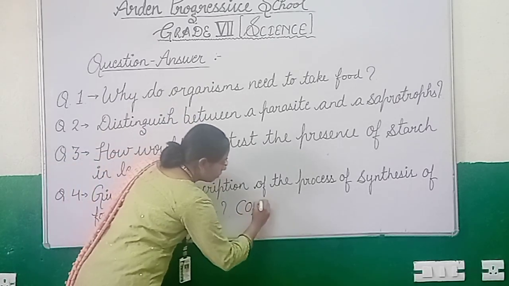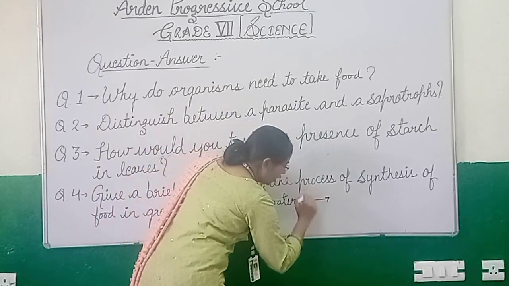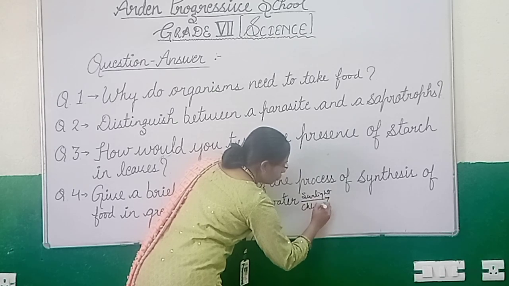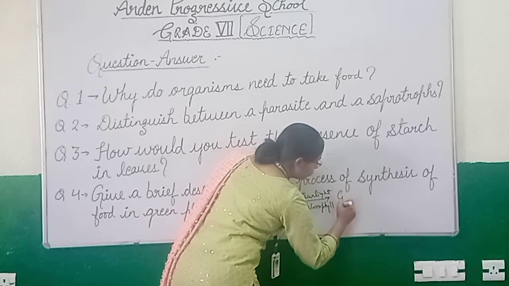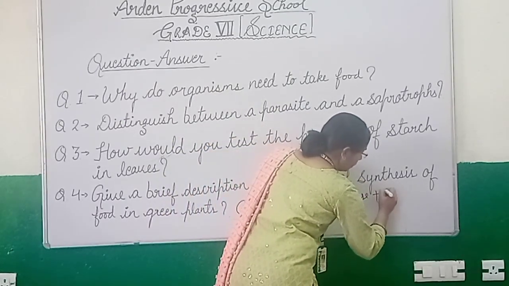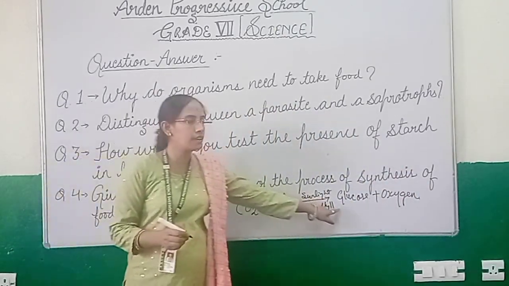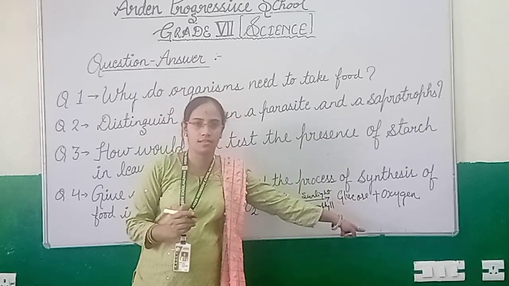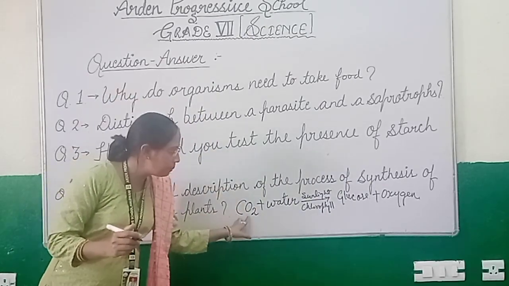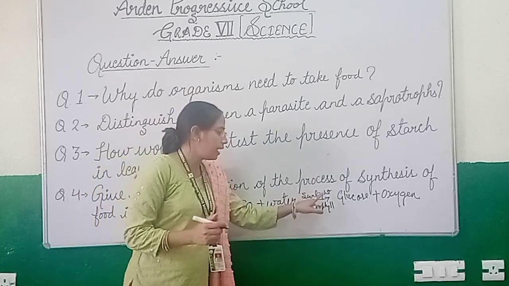carbon dioxide plus water, in the presence of sunlight and chlorophyll, glucose is formed, or you can say carbohydrate, and the gas oxygen is released. This is the reaction or process of photosynthesis. The plants make their food with the help of these components, that are carbon dioxide, water, sunlight and chlorophyll.